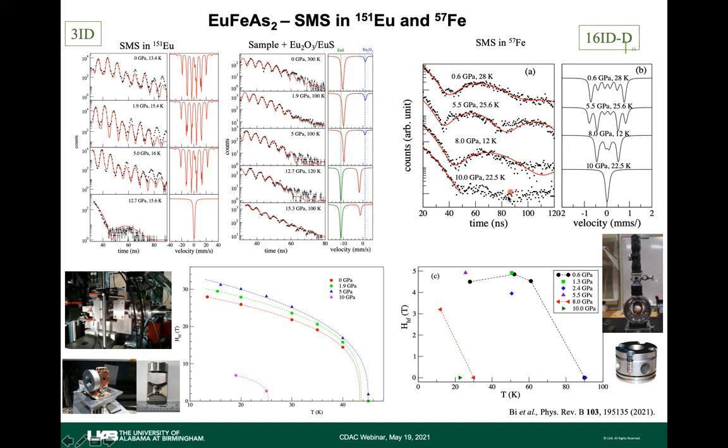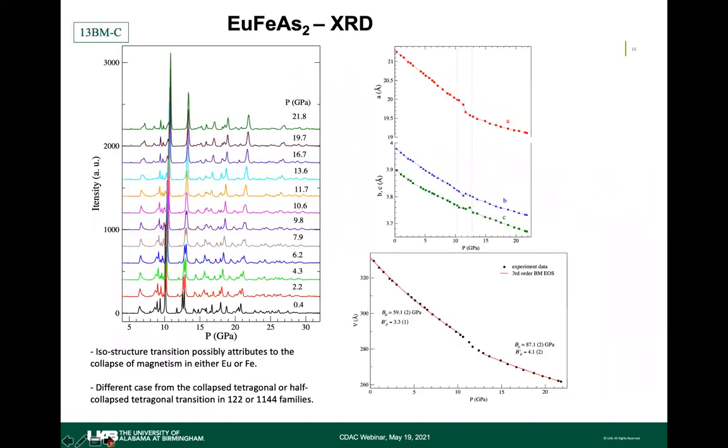So here, this is the hyperfine field of iron as a function of temperature at different pressures. Based on this information, the magnetic information from europium and the iron, we can construct the phase diagram in the parent compound.